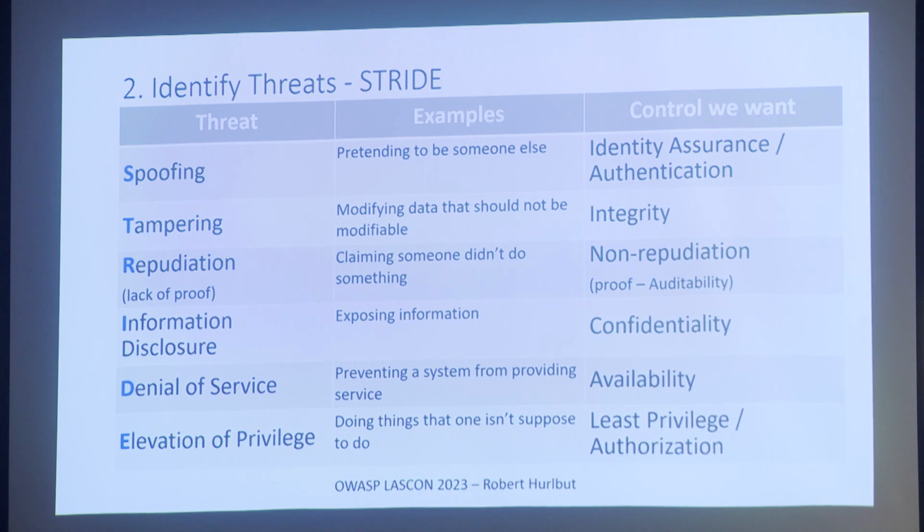And if you notice, they're all based on some very common or fundamental security principles. So what we want: identity assurance and authentication, integrity to deal with tampering, non-repudiation, basically proof. Repudiation is a lack of proof. Non-repudiation is simply I have proof or auditability in place. Confidentiality, availability, least privilege, authorization. Now, if you notice, it's basically the CIA, confidentiality, integrity, availability, and maybe the three A's, the authentication, authorization, and auditability with non-repudiation. That's basically it. You're just looking for those common issues within a system. That's what STRIDE helps you to do.